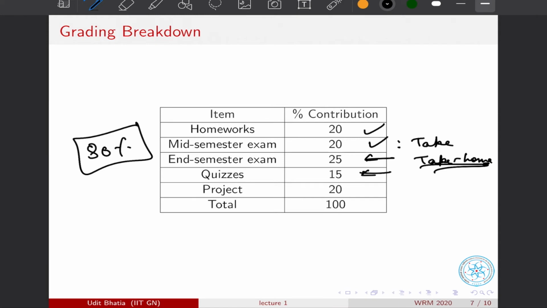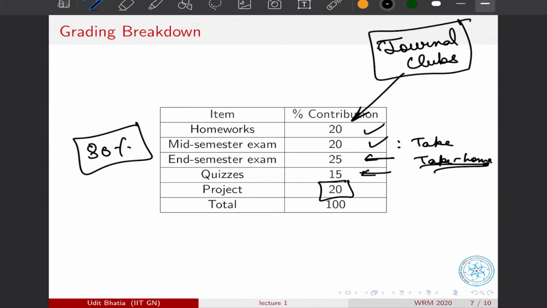And then we will have that project component, which we will try to embed into assignments towards later half. And out of this homework, major contribution would be coming from the journal club. I will discuss the details of journal clubs later on, but all of you would be assigned one research article that you have to review in team of two. That will also encourage some teamwork.